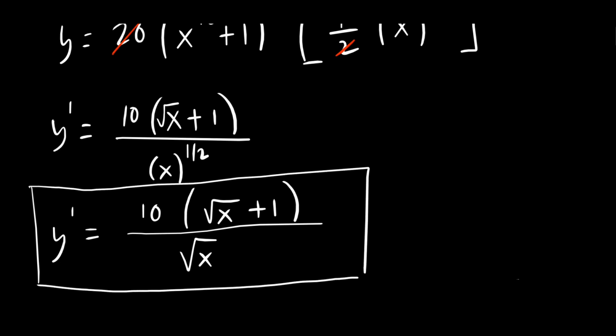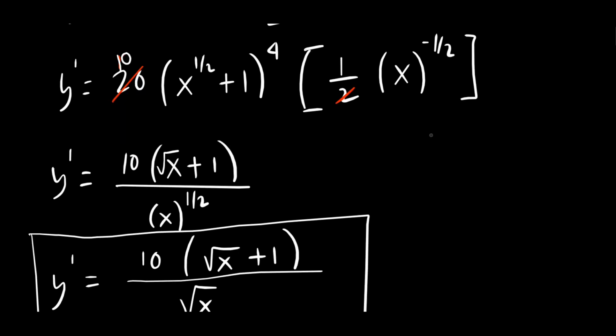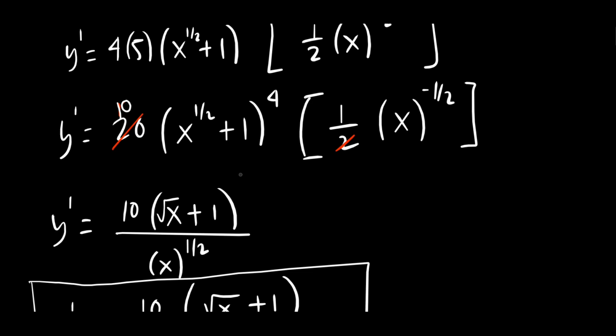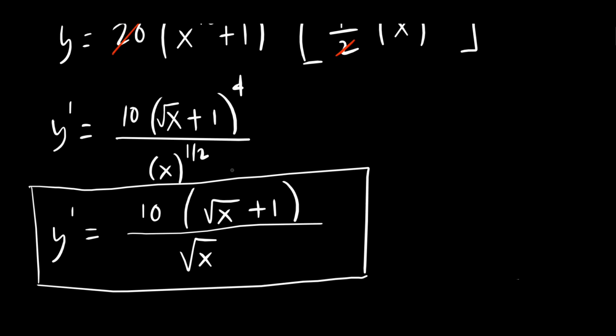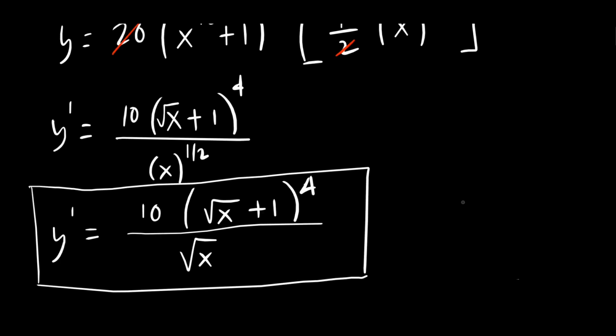So let's check if our answer is correct. So 10, I forgot the 4 here. Sorry, there should be an exponent of 4 here. So we have 10 multiplied by (square root of x plus 1) raised to the power 4, all over the square root of x. So our answer here is correct. So let's proceed to number 17.